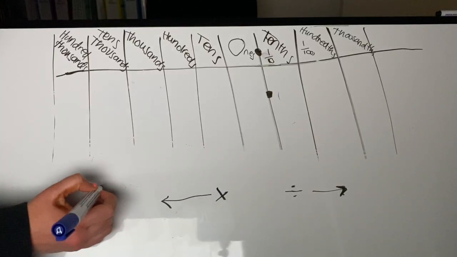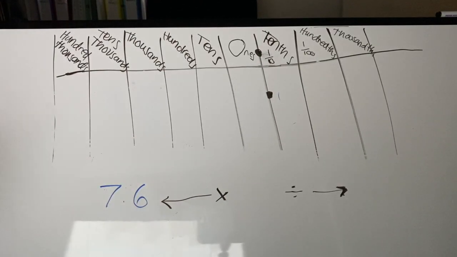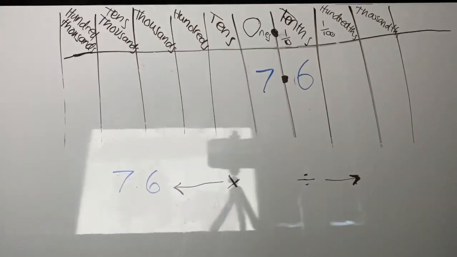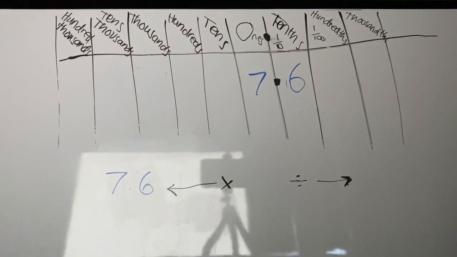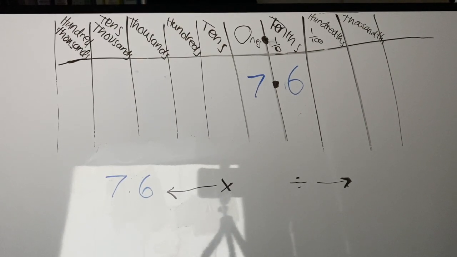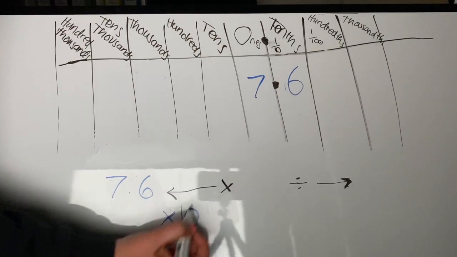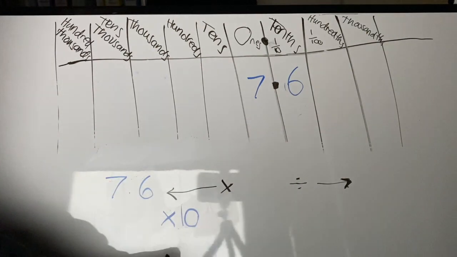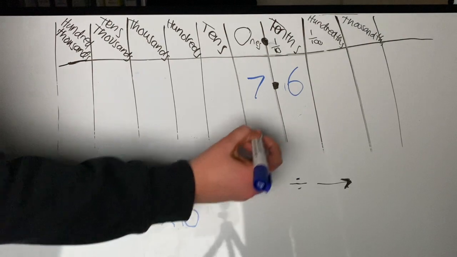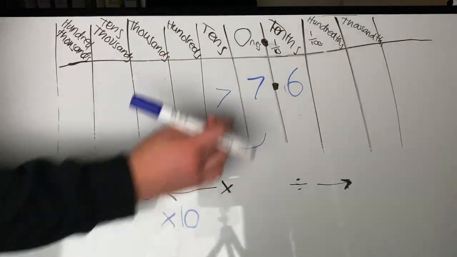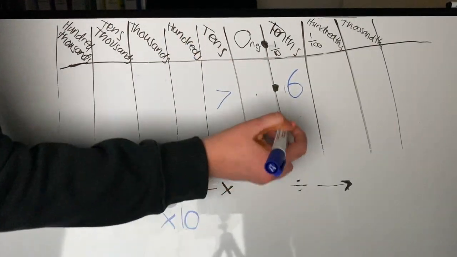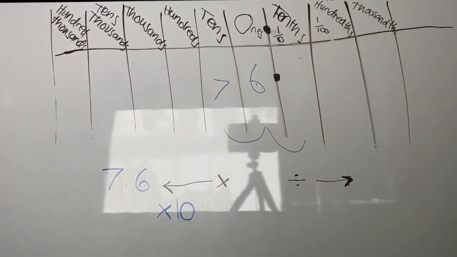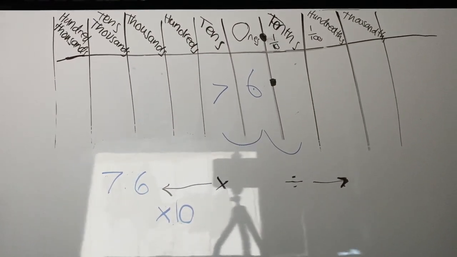The next example I'm going to show you is with 7.6, and you can try this one at home as well. 7.6 starts here with the 7 in the ones column and 6 tenths represented in the tenths column. If I times that by 10, what do you think is going to happen? Every digit is going to move 1 place value column to the left, which means that the 7 ends up in the tens column, and the 6 moves up into the ones column as it has got 10 times bigger. And that gives us an answer of 76.